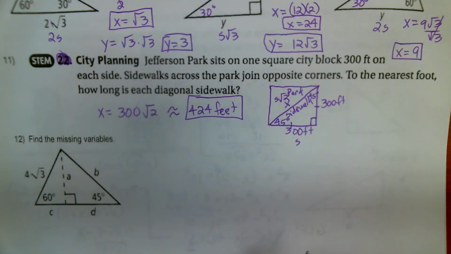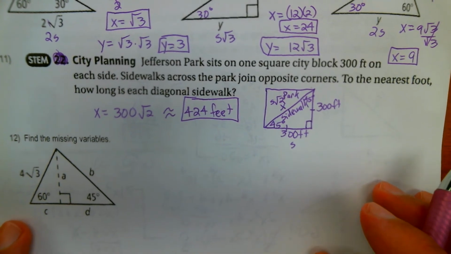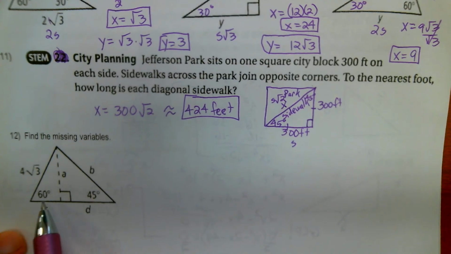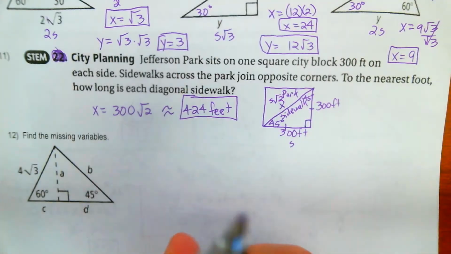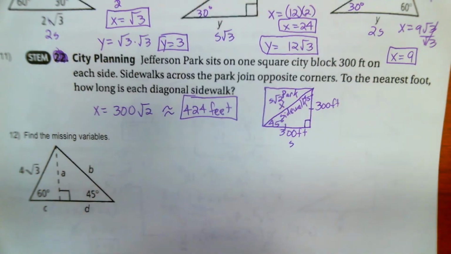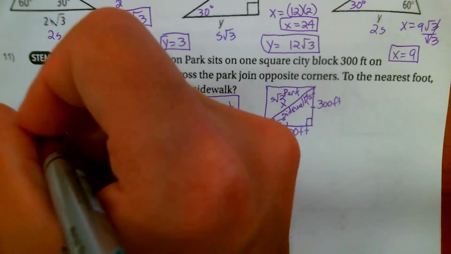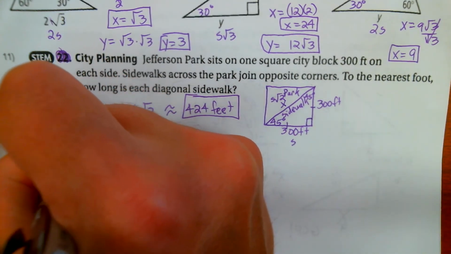Let's look at problem 12. It says find the missing variables. Okay, so I see some information on some sides, so I'm wondering if I can use Pythagorean theorem. Let's see, I don't have that side and I don't have this side. So that tells me, probably not going to be able to use Pythagorean theorem. I see a 60 and a 45, so that ought to be a big blinking red light to tell you, hey, I need to use special triangles here. Okay, so let's break this down and do these one at a time.